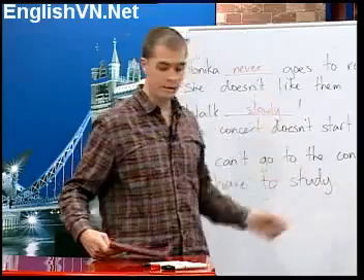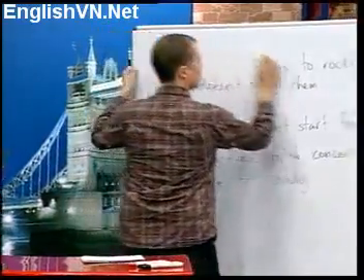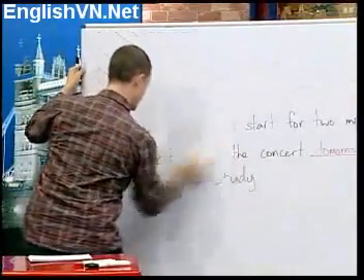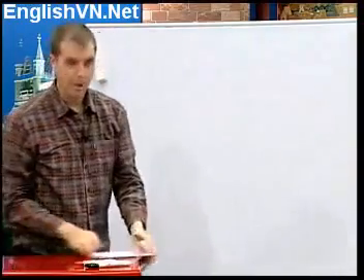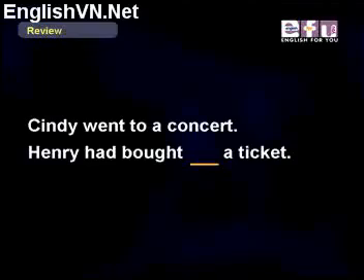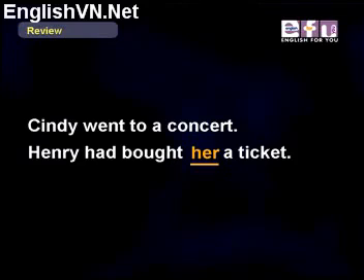And again, we'll do the same one. You can fill in the gaps. So let's take this off the board. And the first one will be for Monica. You can go first this time. Cindy went to a concert. Henry had bought a ticket. That's simple. Cindy went to a concert. Henry had bought her a ticket. Good. Her.